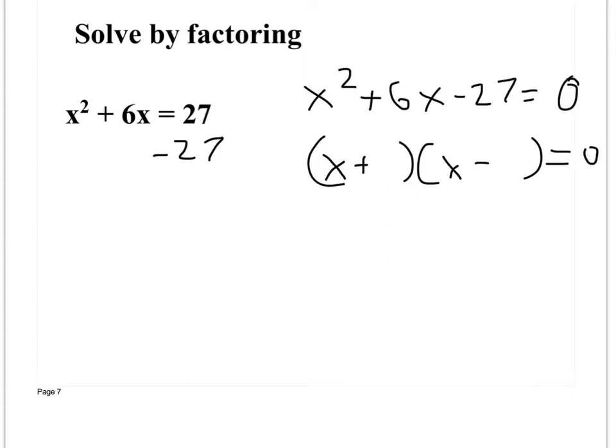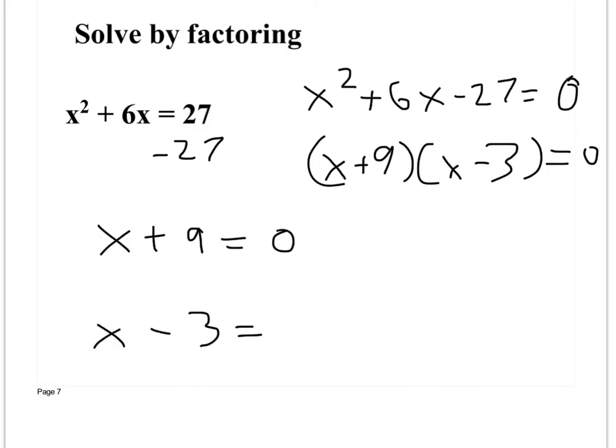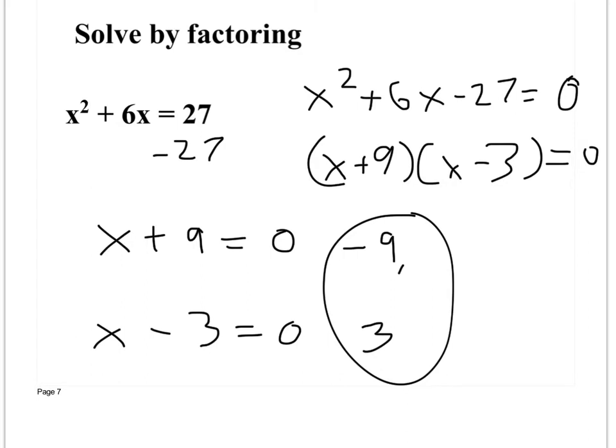And then I decide what's going to multiply to give me negative 27 and add to give me positive 6. How about 9 and 3? Yeah. Which one's got to be positive, 9 or 3? 9, the bigger one. So then what I do is I split them up. I do x plus 9 equals 0, and x minus 3 equals 0, and I figure out what x is. Here, x is negative 9. Here, x is 3. So there are your two answers, negative 9 and 3.